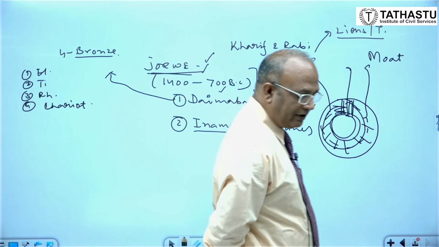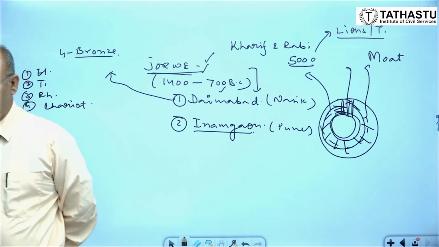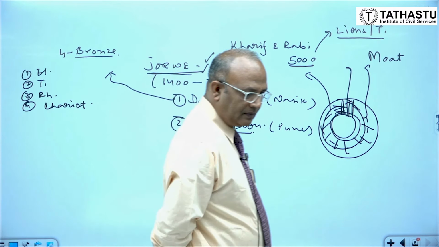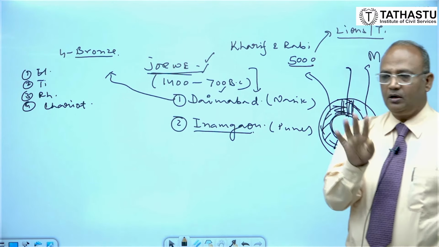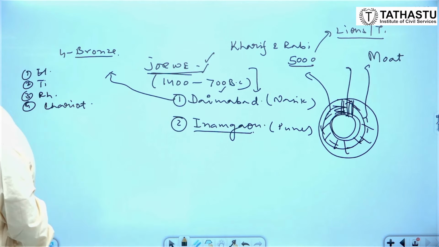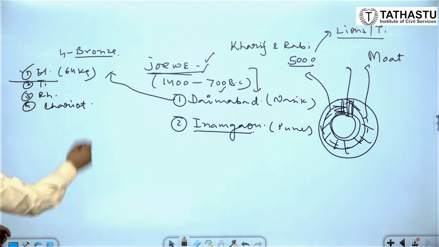Four bronze objects: number one, elephant, tiger, rhino and chariot. Don't put commas, write 1, 2, 3, 4 and count the four objects. UPSC can also ask which of the objects was not found from Dhamabad. Which is the heaviest one among all four? Very good, but not correct. Elephant. The elephant object weighs 64 kg. The heaviest one is the elephant.